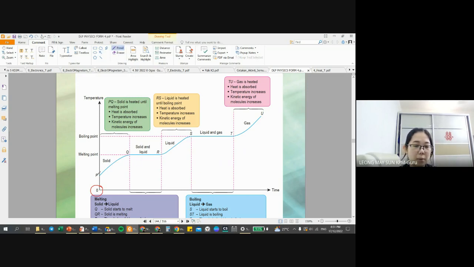Whenever the line is diagonal, it is actually one phase of matter only. When it's horizontal, there are two phases, either solid, liquid, or gas, that exist at this horizontal line. So whether the diagonal line is going up or going down, it only belongs to one phase of matter. Okay, so let's start with here.